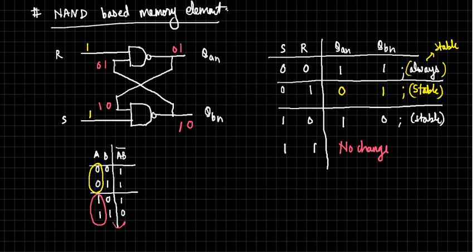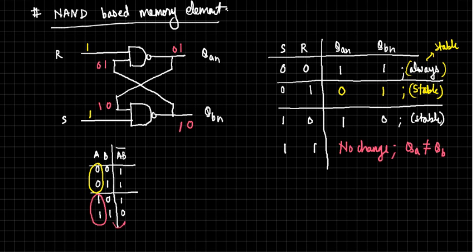I've written no change earlier. That was the case for 0 0, where QA and QB were different. When QA is not equal to QB, this is a stable situation. There won't be any change, and no change means stable. No change means QAN will be equal to QA and QBN will be equal to QB. The new states will be retained as they are.